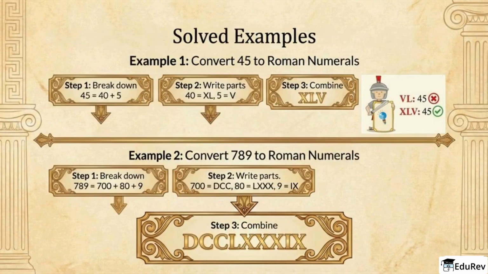Here's a worked example converting 45. Break 45 into 40 plus 5. 40 is written as XL and 5 is V. Putting them together gives XLV. Always break the number into standard Roman parts and then write the corresponding symbols from largest to smallest.